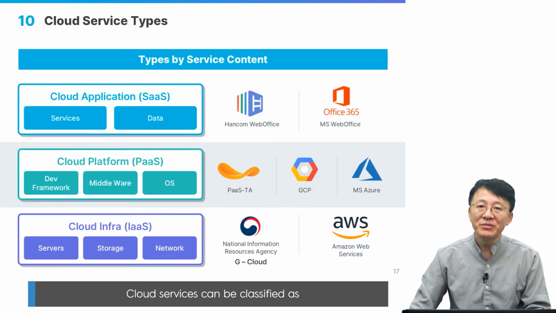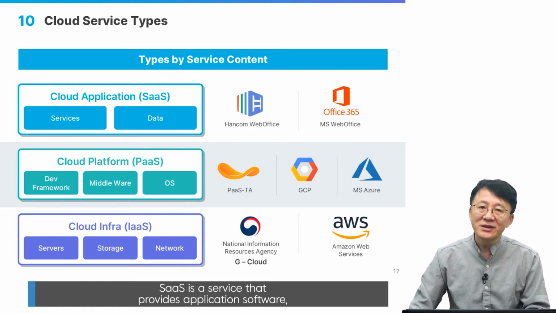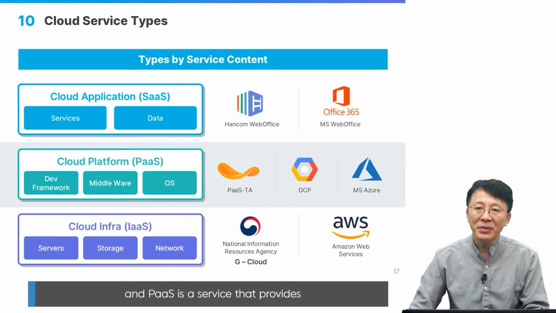Cloud services can be classified as SaaS, PaaS, and IaaS. SaaS is a service that provides application software, and PaaS is a service that provides software development and operation environments. That is a platform. IaaS is a service that provides IT infrastructure such as server, storage, network, etc.